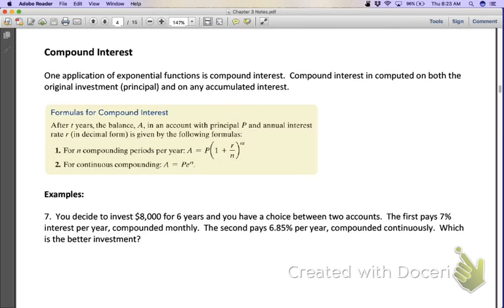So you have two different types. You have one with compounding periods. Okay, so again, this really isn't anything new.